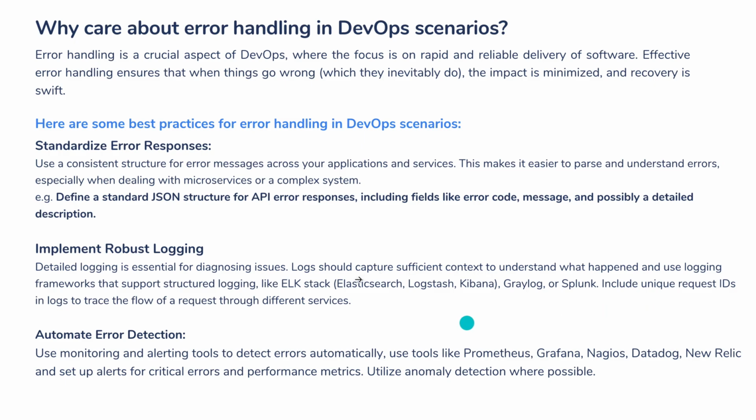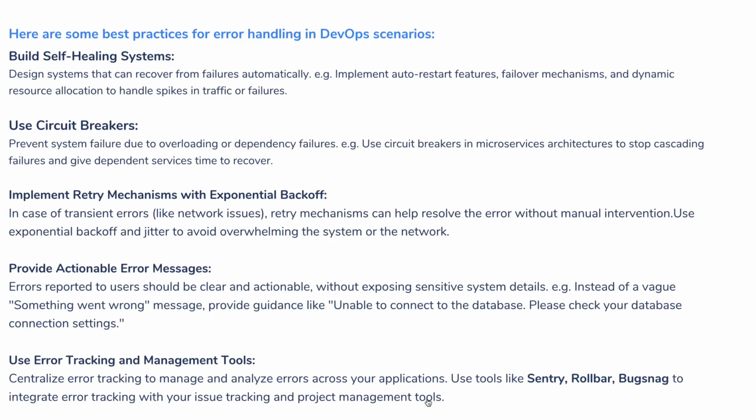The third point is automate error detection. Use monitoring and alerting tools to detect errors automatically, for example Prometheus, Grafana, Nagios, Datadog, New Relic, and set up alerts for critical errors and performance metrics. Utilize anomaly detection wherever possible. Then build self-healing systems. Design systems that can recover from failure automatically, for example implement auto-restart features, failover mechanisms, and dynamic resource allocation to handle spikes in traffic or failures.